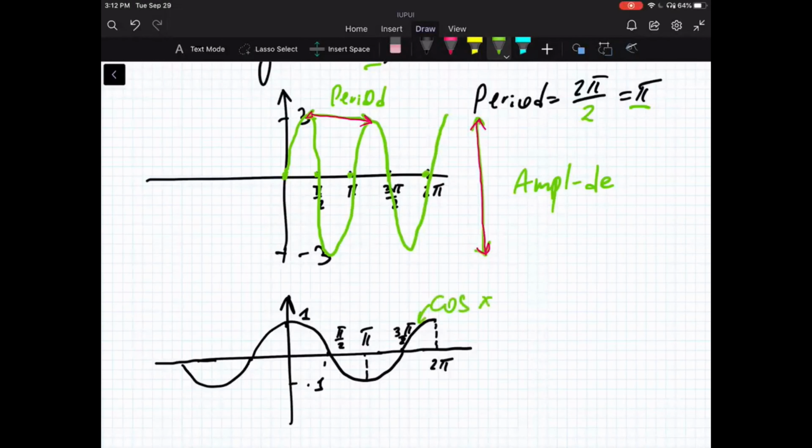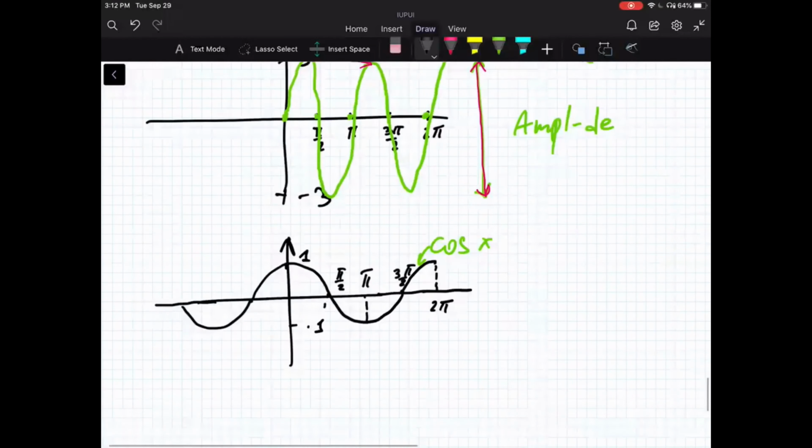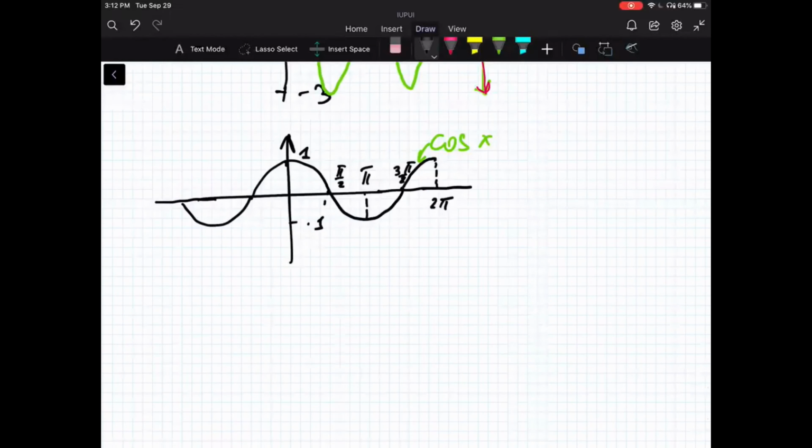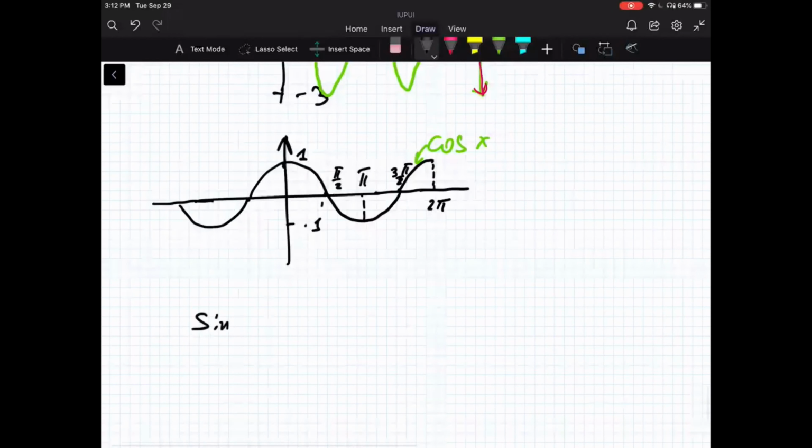And similar story with the period and amplitude. What you should remember. First, the most important one is the trigonometric identities, and the general one is, of course, this trigonometric identity. The sum of cosine squared and sine squared is equal to 1.